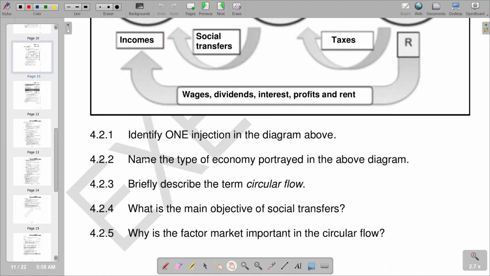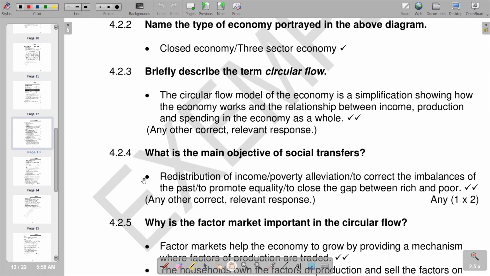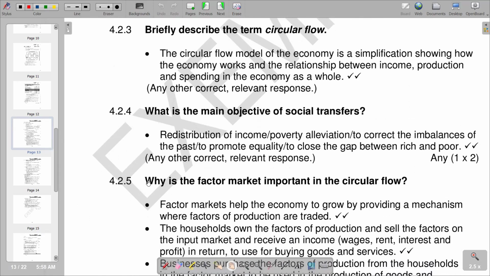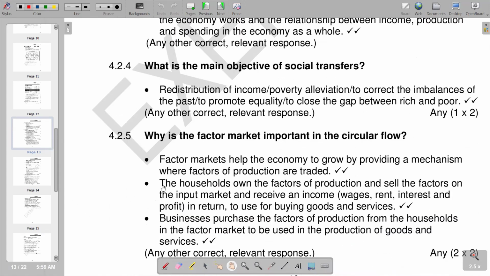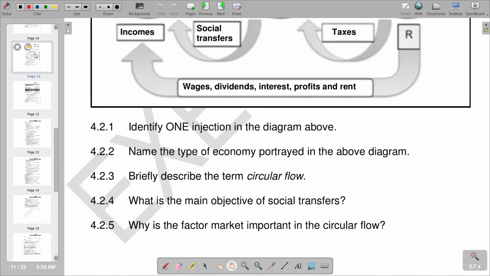So we go to the next one, which says, why is the factor market important in the circular flow? Factor markets help the economy to grow by providing a mechanism where factors of production are traded. So that's what we have in terms of the factor market. The main importance of the factor market is that it facilitates the exchange of the factors of production. Then we have other correct points that we can also include. Then we move on to the next part.